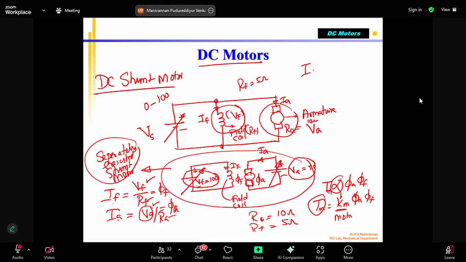I know that IA, for example right now I'm giving 50 volts, is 50 divided by 10, so 5 amps current is flowing. But at the same time, my IF is going to be 50 divided by 5, so 10 amps current is flowing, because the same voltage is applied. That means the control is not good compared to separately excited shunt motors. Okay, this is for understanding purpose.